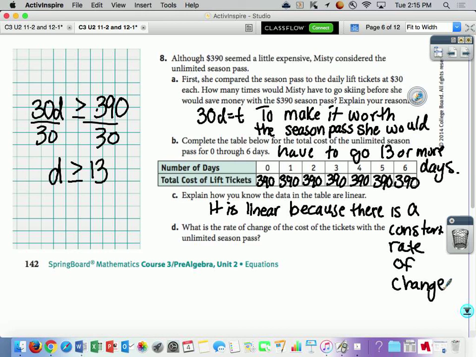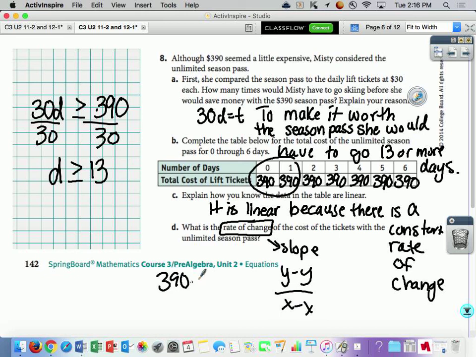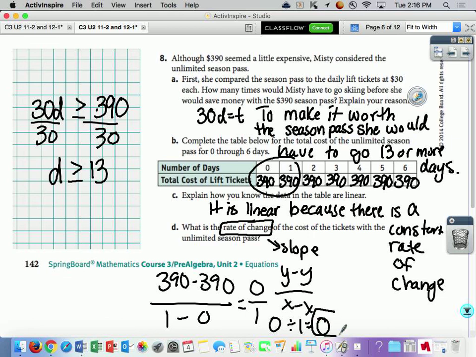What is the rate of change of the cost of the tickets with the unlimited season pass? Alright, so rate of change is also another word for slope. And to calculate slope, we do y minus y over x minus x. So I'm going to pick these two. I'm going to do my y's on top, so 3.90 minus 3.90 over 1 minus 0, so that's going to give me 0 over 1. 0 divided by 1 gives me 0, so my slope is 0.